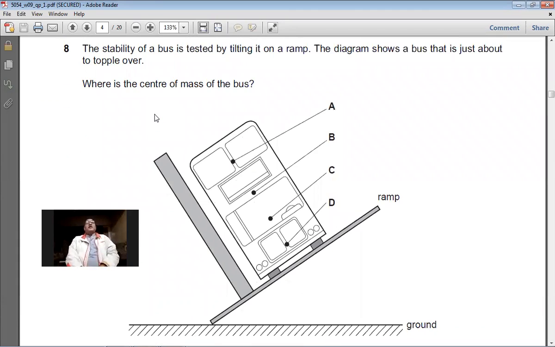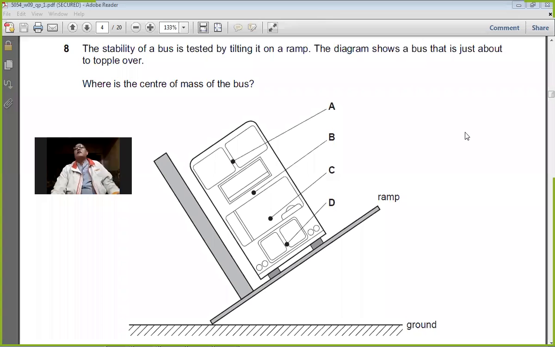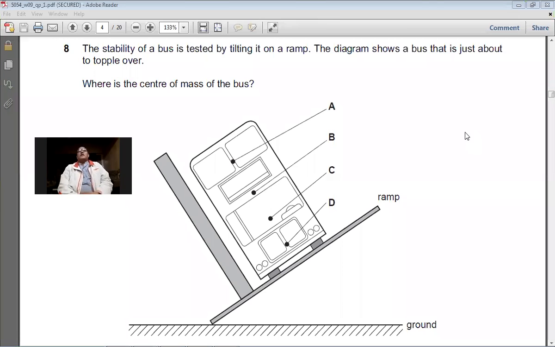The stability of a bus is tested by tilting it on a ramp. The diagram shows a bus that is just about to topple over. Where is the center of the mass of the bus? The bus shown in the diagram is about to topple, okay? So it's tilting and it's about to topple. So where is the center of the mass?